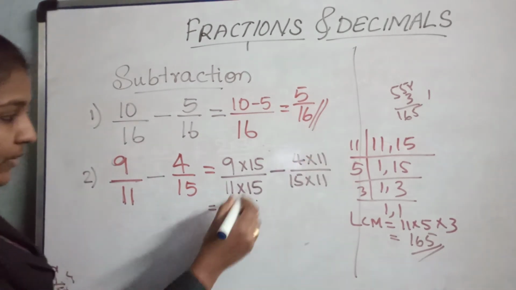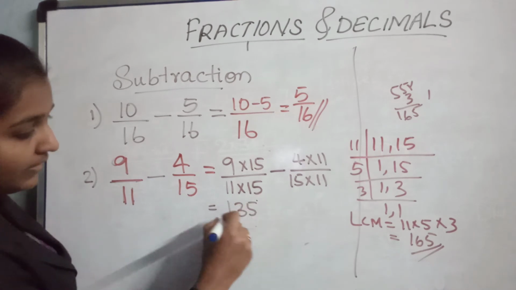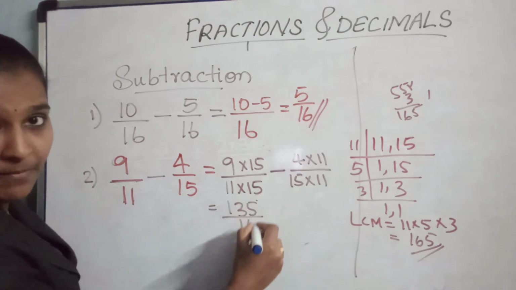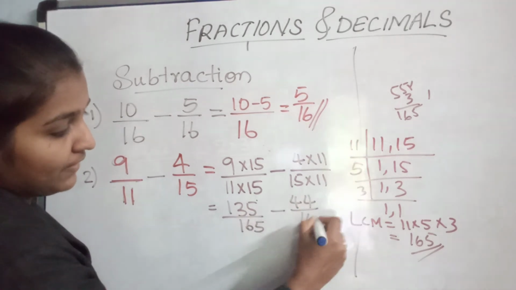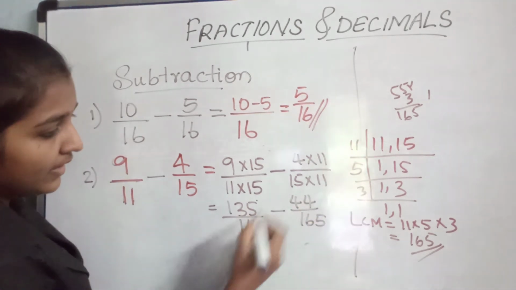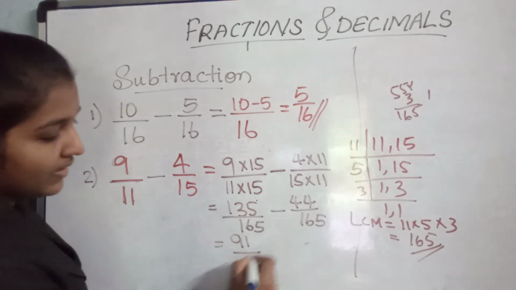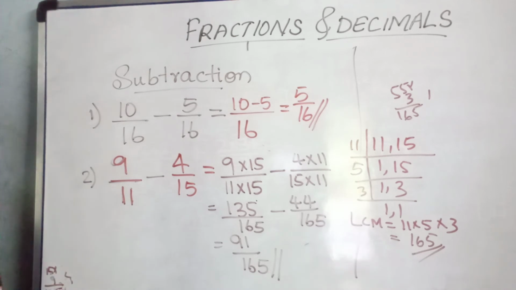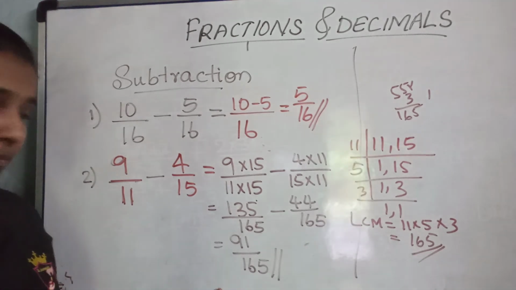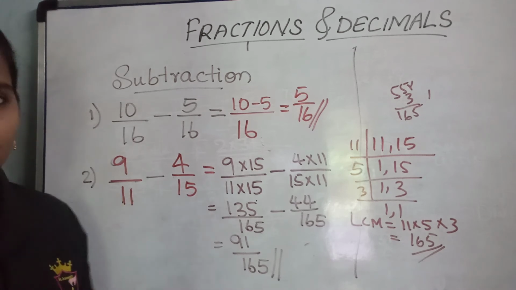Okay. Now here 9 into 15 is 135. 135 by 165 minus 44 by 165. Got it? So the answer, 135 minus 44 is 91. So 91 by 165 is the final answer. Got it children? So this way you can subtract the unlike fractions.